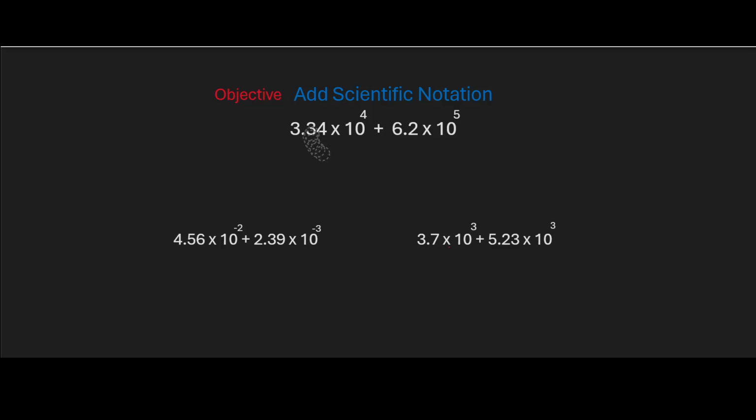Add scientific notation. Well, whenever you add scientific notation, you must have the same exponent. Can you see that you have 10 to the fourth power and this one is 10 to the fifth power? Well, I'm either going to be adding 1 to make it 5, or subtracting 1 to make it 4. You get to pick, it's up to you, you're going to get the same answer. In this case, I want to be adding 1 to make it 5.